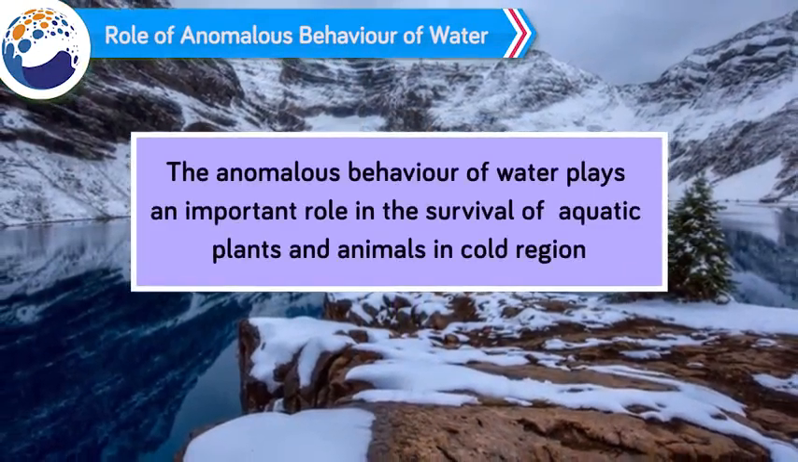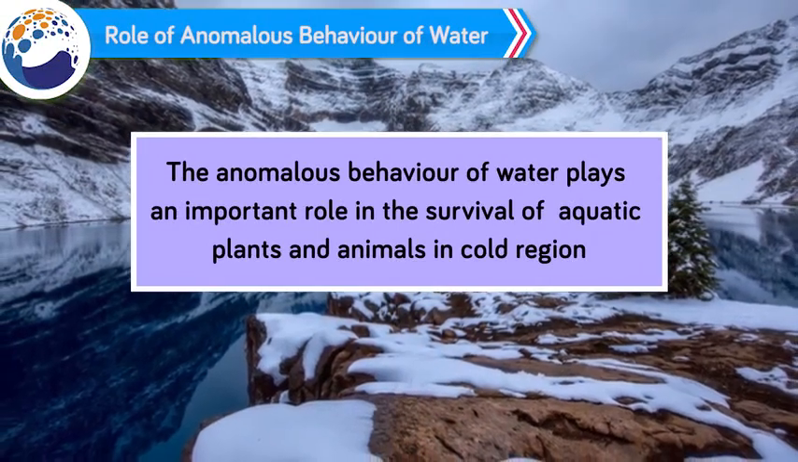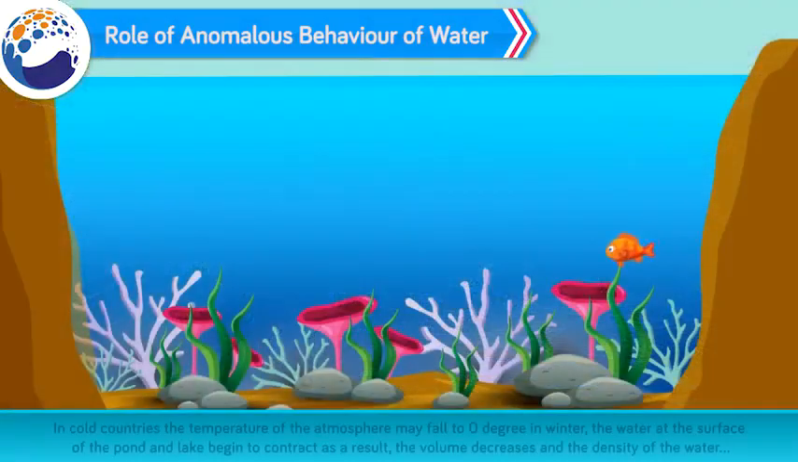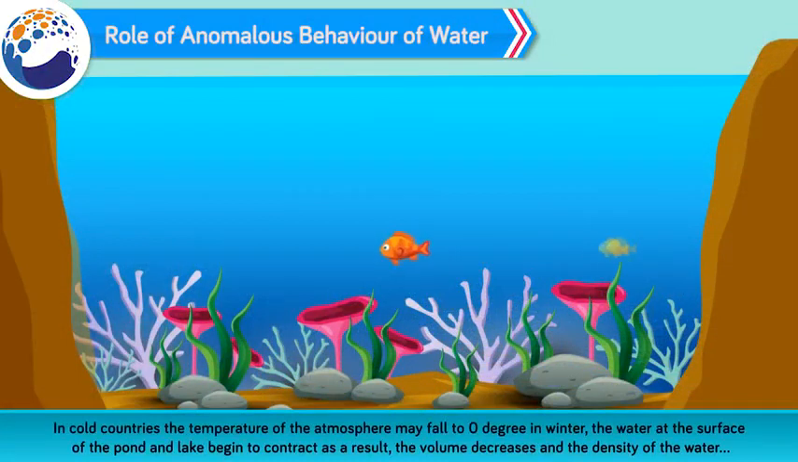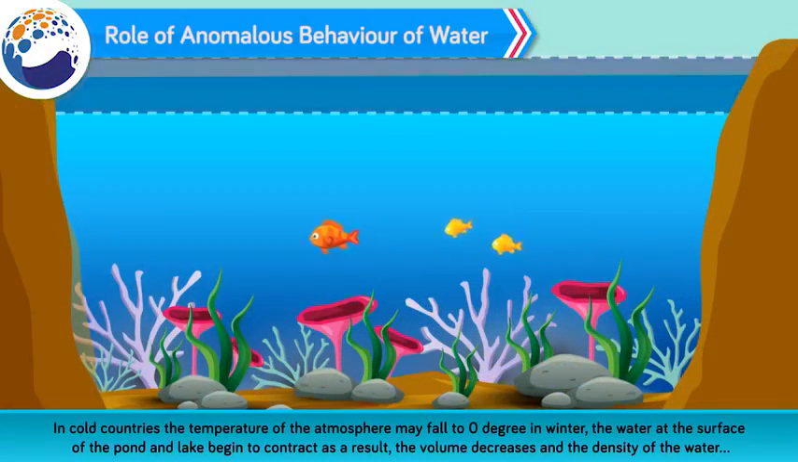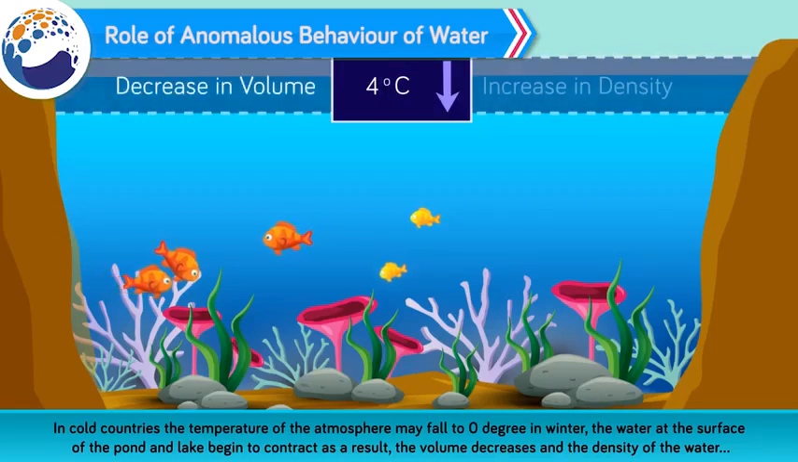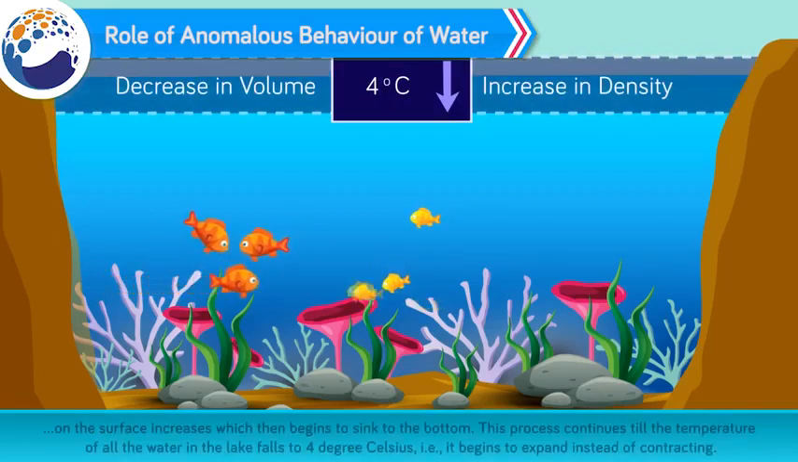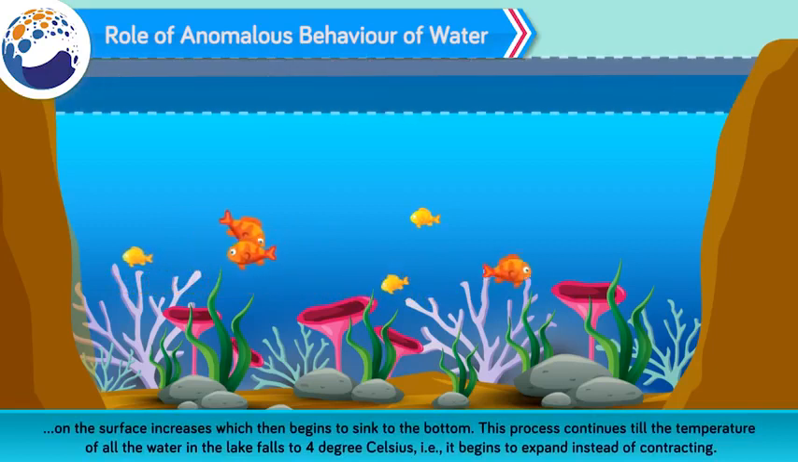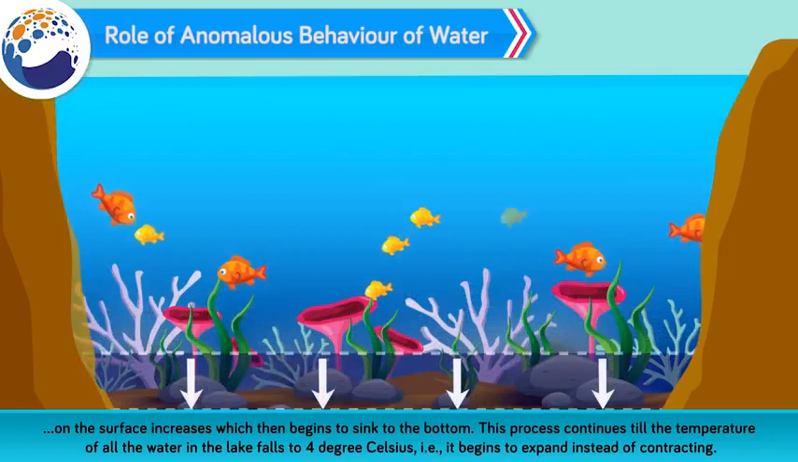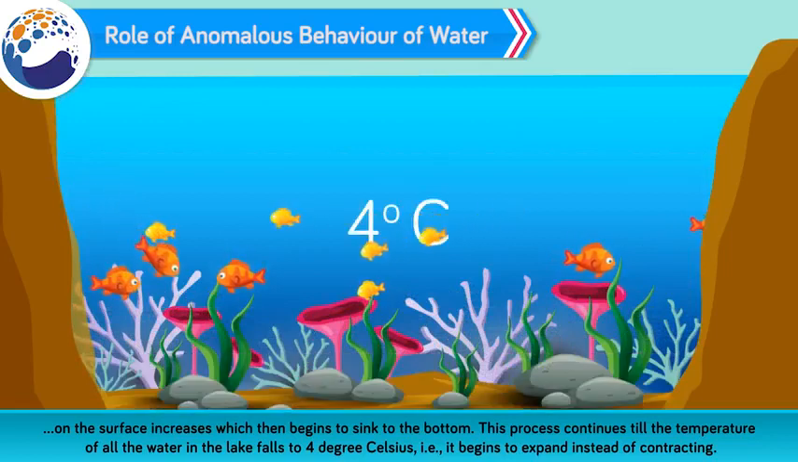The anomalous behavior of water plays an important role in the survival of aquatic plants and animals in cold regions. In cold countries, the temperature of the atmosphere may fall to 0 degrees in winter. The water at the surface of the pond and the lake begins to contract as a result. The volume decreases and the density of water on the surface increases, which then begins to sink to the bottom. This process continues till the temperature of all the water in the lake falls to 4 degrees Celsius. That is, it begins to expand instead of contracting.